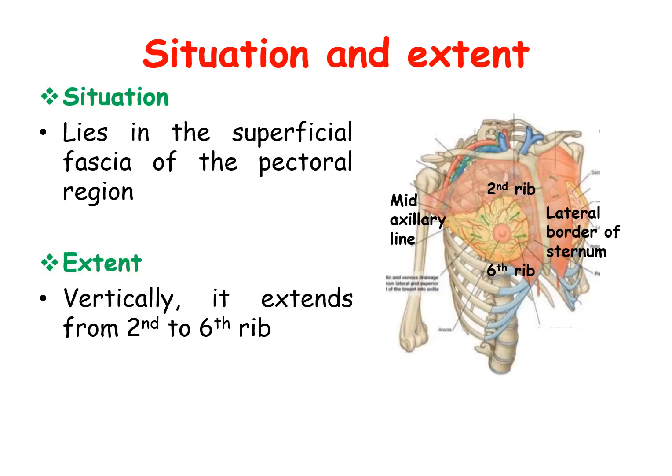Now coming to the situation and extent of the breast, as you can see in this picture, the breast lies in the superficial fascia of the pectoral region. Talking about the extent, it extends vertically from second rib to the sixth rib, and horizontally it extends from the lateral border of the sternum to the mid-axillary line.